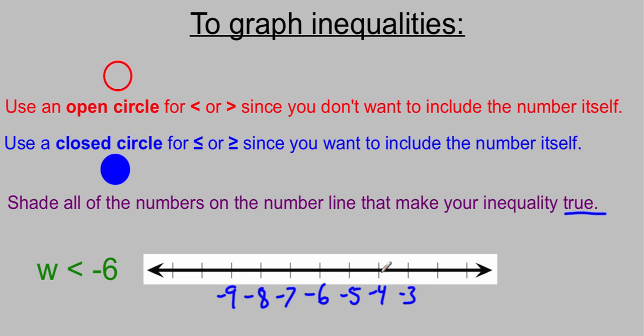It needs to be a chunk of a number line. But I like to put my number right in the middle. I want less than, meaning I don't want to include the -6, so I'm going to use an open circle to say I'm going to start right here, but I don't actually want the number. And then I want numbers that are less than -6.